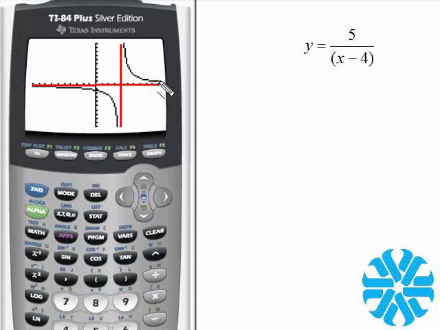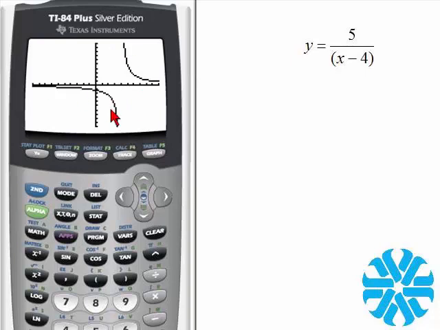So let's go to the dot mode. I want to show you now how to get rid of the asymptotes if you saw them initially. So let me go ahead and get rid of these asymptotes that I drew in, and show how to graph this function in dot mode.